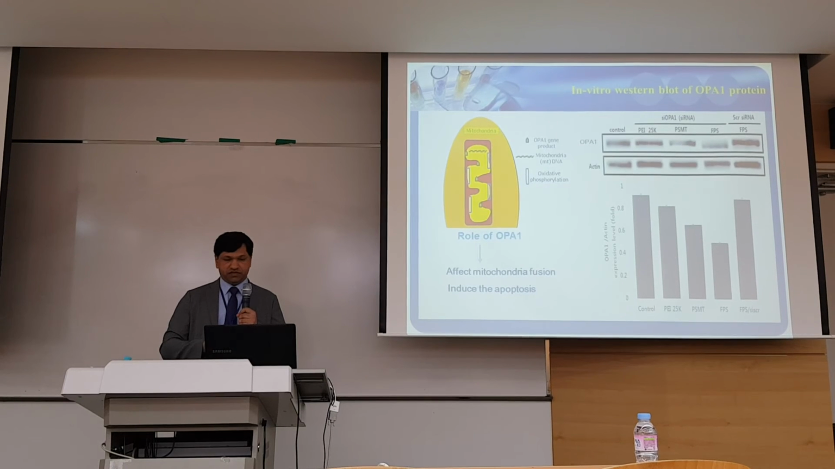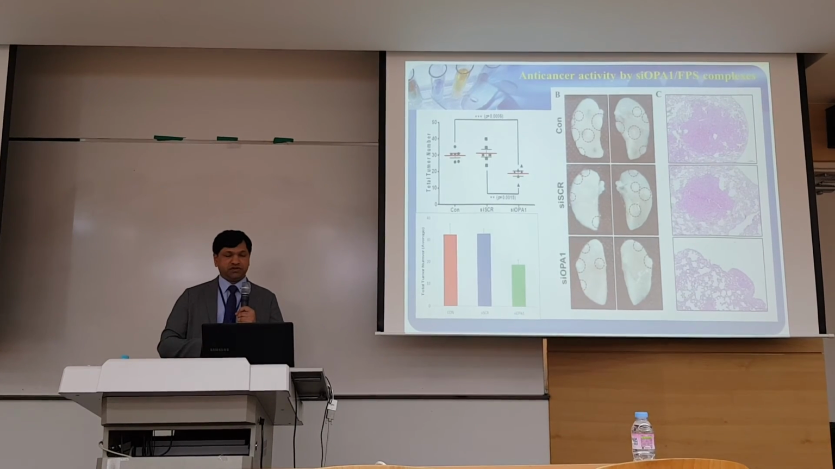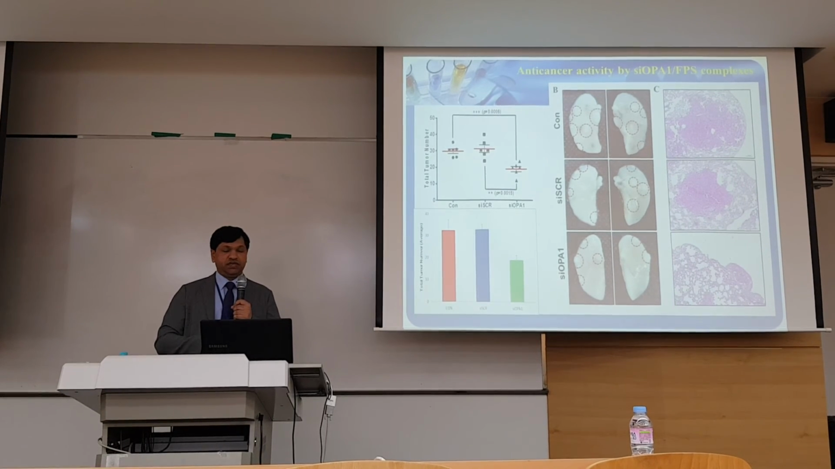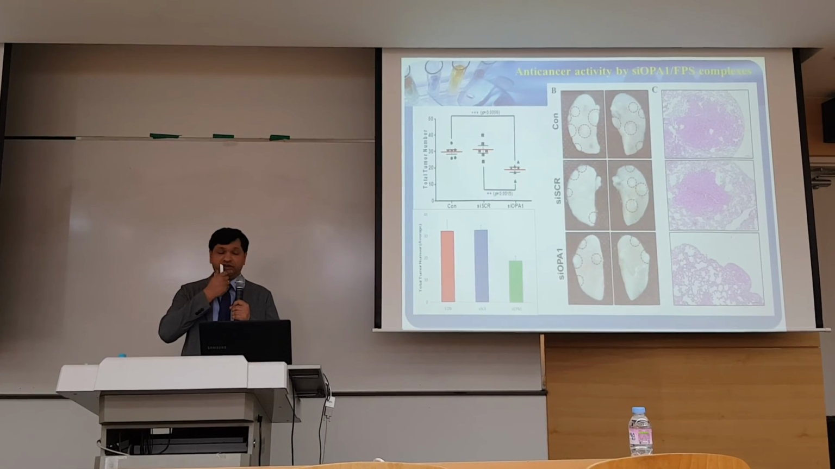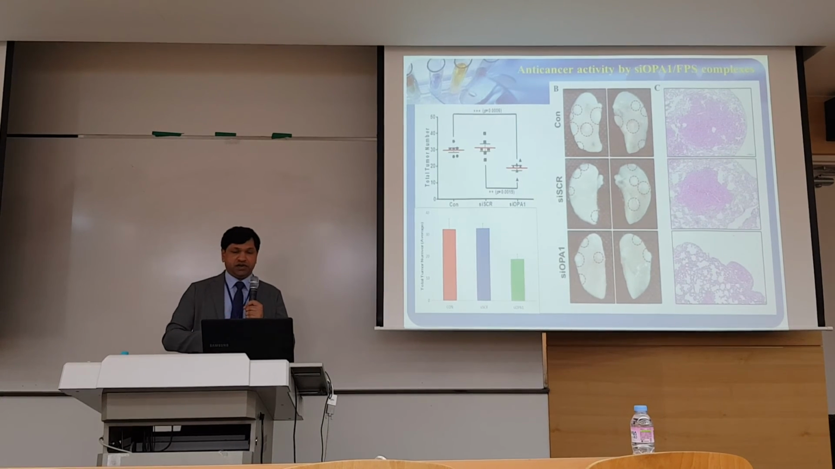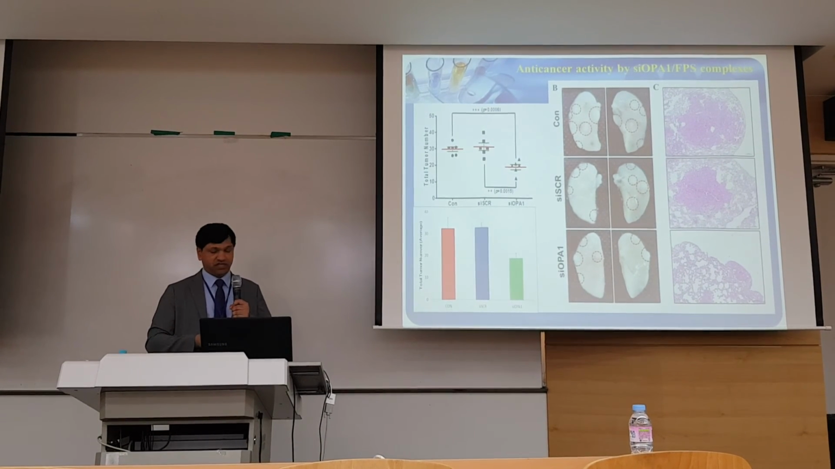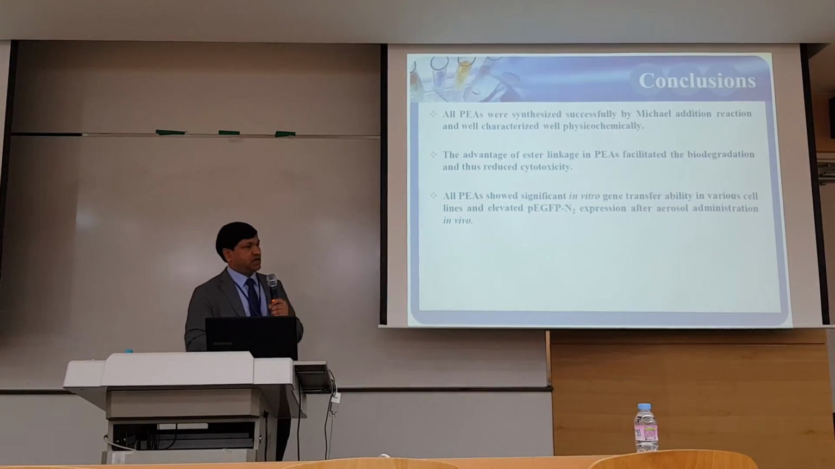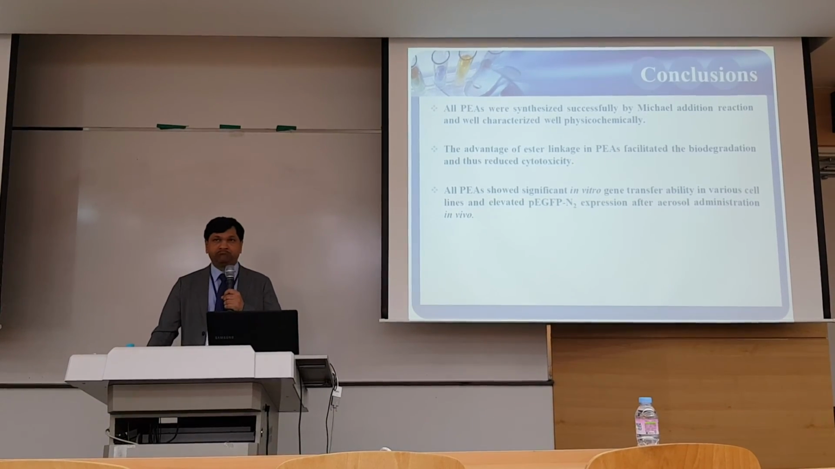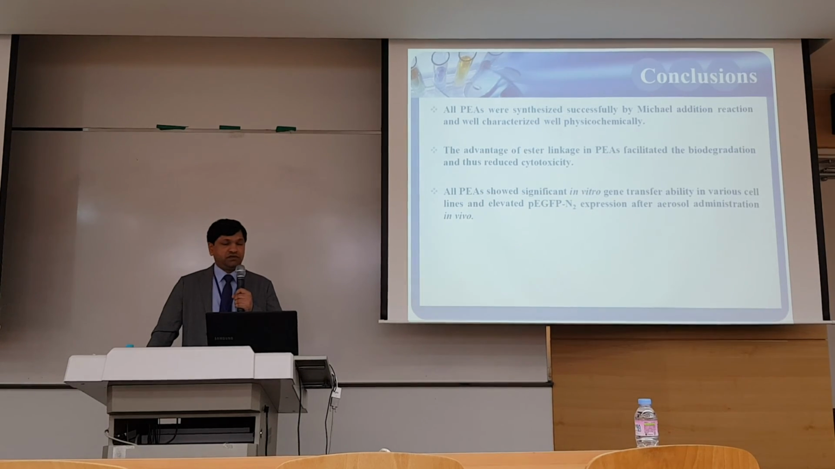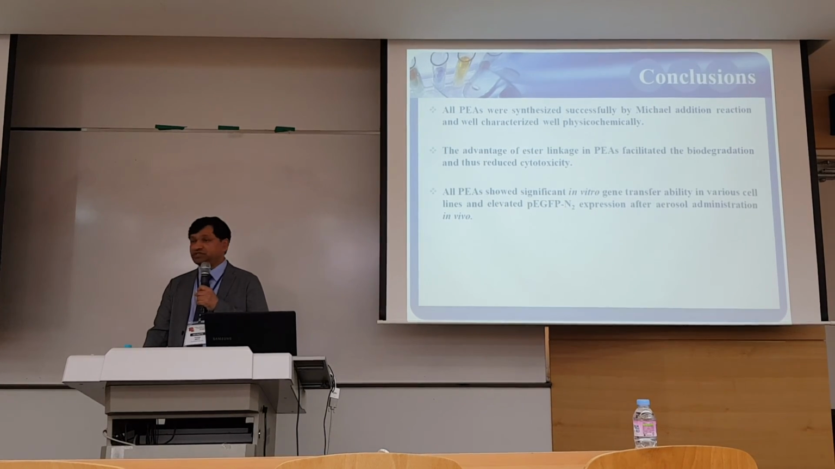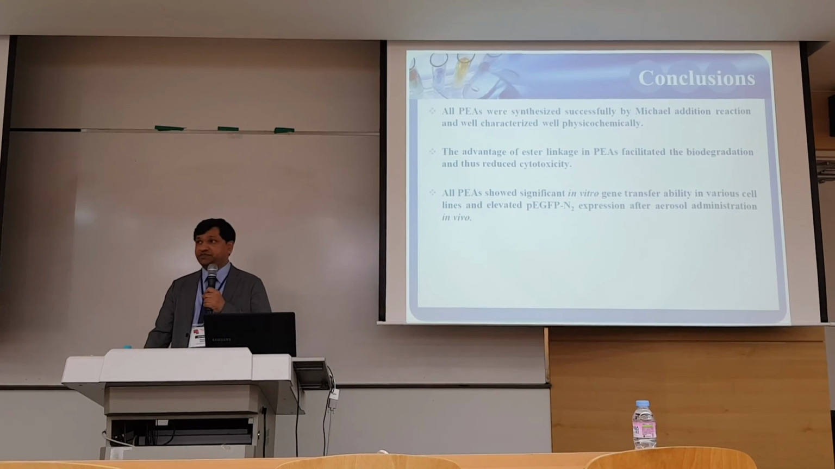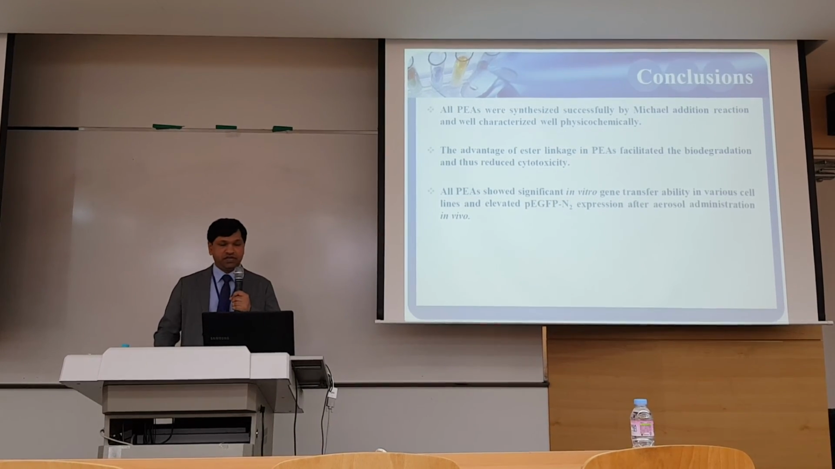I'll just skip this one and go to the in vivo data, where this was successfully used for liver cancer and lung cancer also. Here we used the OPA1 gene, and the OPA1 gene was successfully silenced. So by looking at all this data, we can see that we tried to use different types of materials to synthesize a safe and non-toxic polymer which has high transfection efficiency and also better cellular properties.